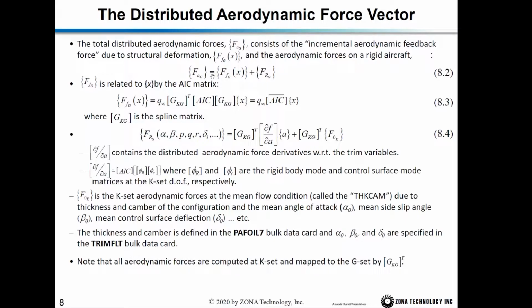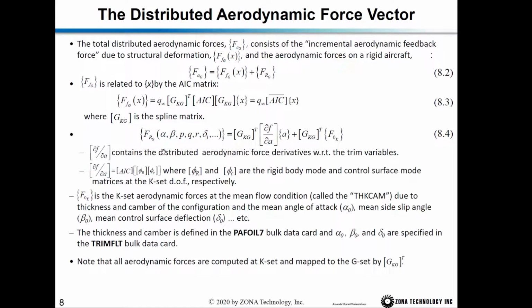The incremental aerodynamic feedback forces can be related to the structural deformation by the AIC matrix. So if we have the G-set structural deformation multiplied by the spline matrix, then we transfer the deformation to the K-set. And AIC times the K-set deformation gives us the aerodynamic forces at the K-set. Then we use the transpose of the spline matrix times the dynamic pressure. That will give us the aerodynamic feedback force due to structural deformation.